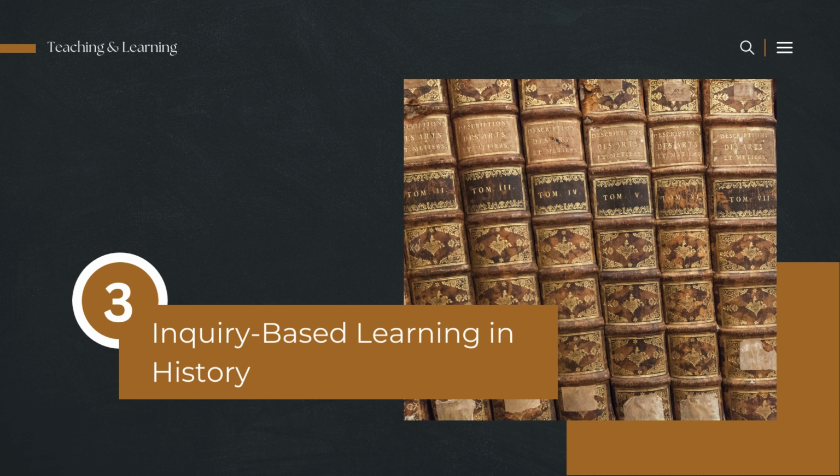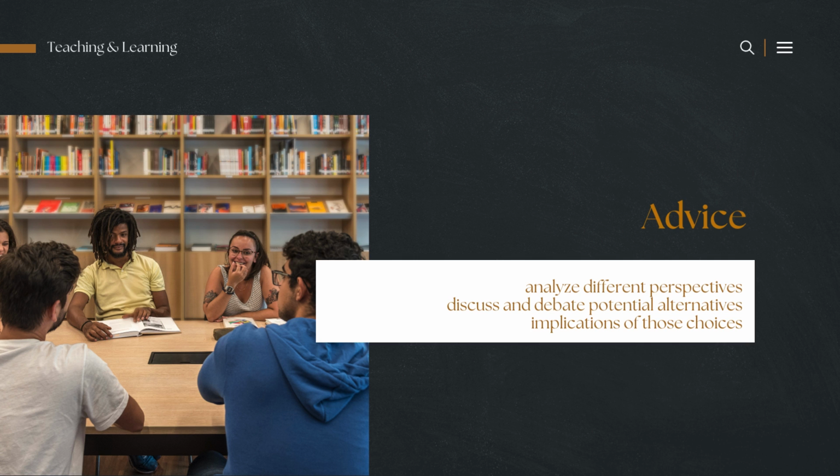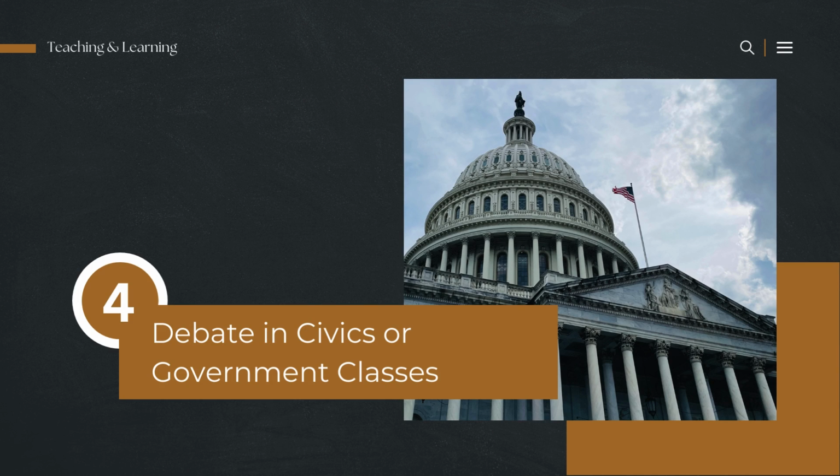3. Inquiry-based learning in history. For example, you may want to look at World War I. You could pose a question like, what could have been done differently by world leaders to prevent the outbreak of the war? Always be sure to provide students with primary and secondary resources. You want them to be able to analyze different perspectives of the events that led up to the war. Always encourage them to discuss and debate some potential alternatives and also the implications of those choices.